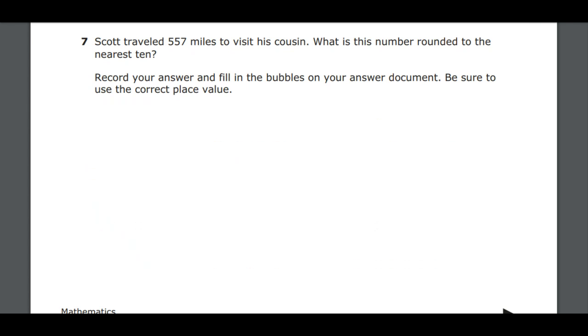Number 7. This is a griddable, which means you will grid this by filling in the top part of your box with the numerals and then bubbling in the corresponding circle underneath the number for each box. Scott traveled 557 miles to visit his cousin. What is this number rounded to the nearest 10? Record your answer and fill in the bubbles on your answer document. Be sure to use the correct place value.